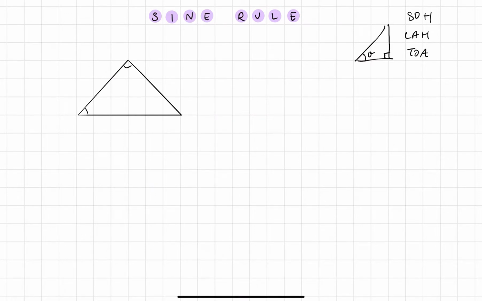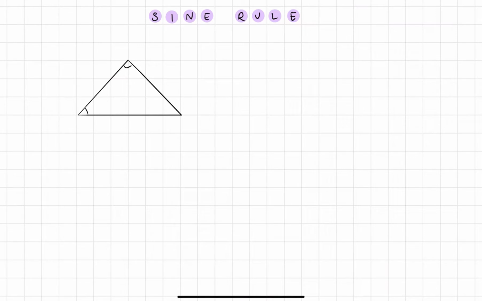So the actual way to derive the sine rule is just by drawing a straight line down and then working with two right angle triangles, okay? Like I said, maybe I'll go through that proof in a later video. In this one, I'm just gonna go through what the sine rule is and how to use it.